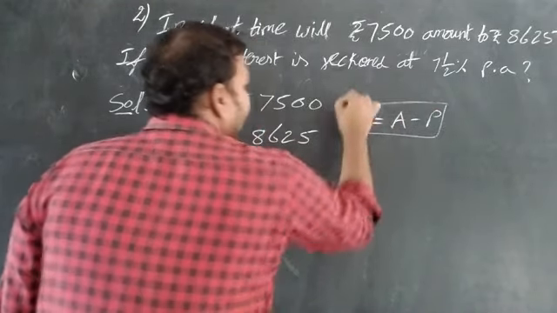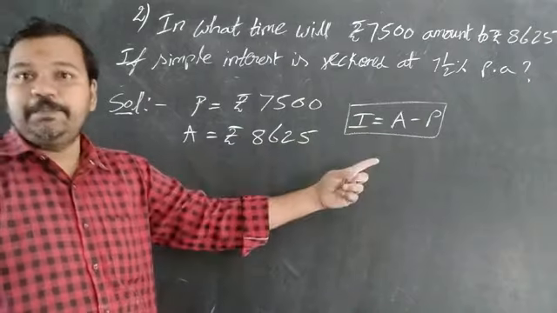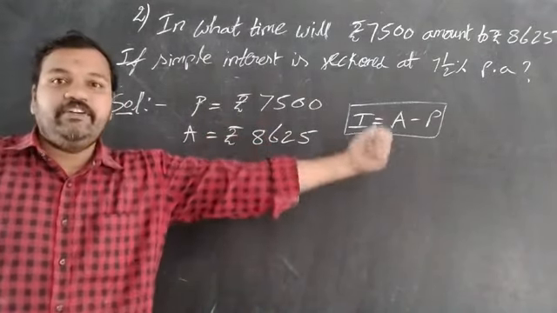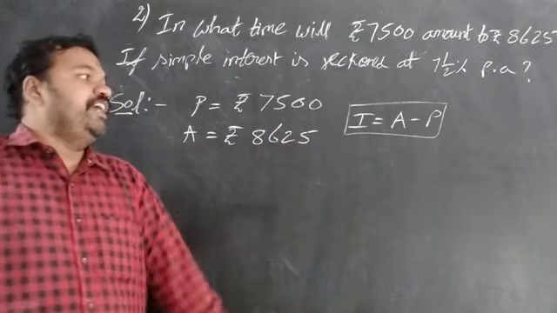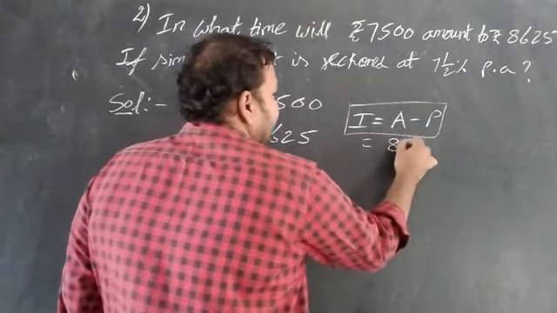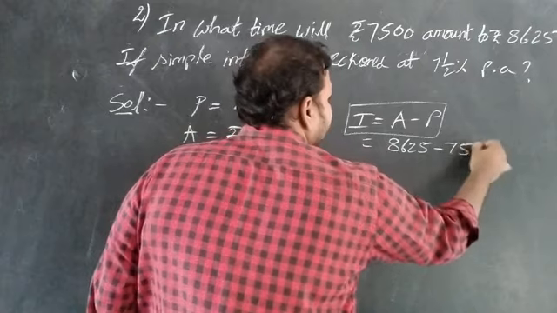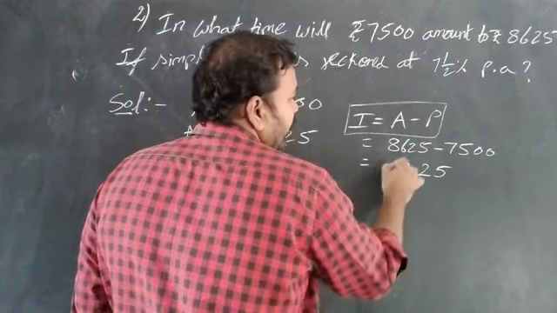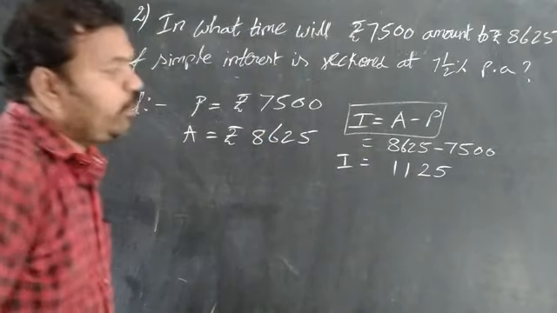We have to write down immediately the formula: I is equal to A minus P. Why? Because the amount is given to find interest, so you have to write down the formula immediately. That is subtraction: 8625 minus 7500. The interest is equal to 1125.